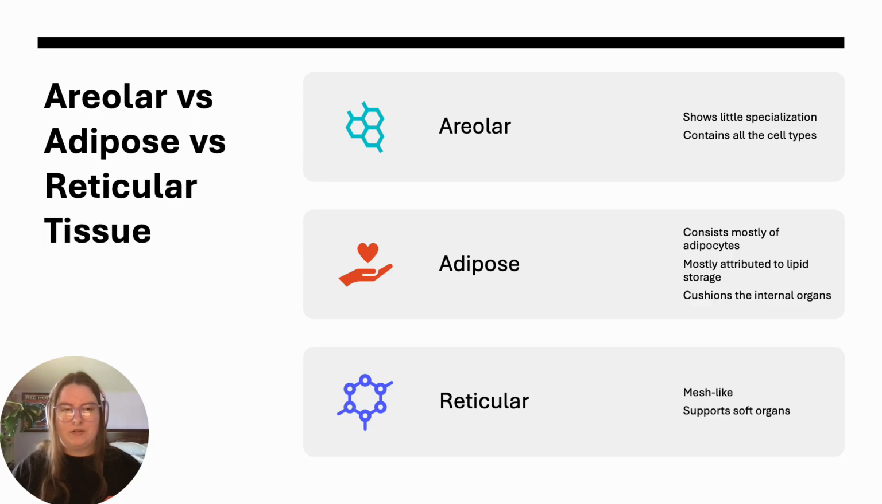Next, we have adipose tissue. This contains mostly adipocytes with little extracellular matrix. It has a large number of capillaries to allow for the rapid storage and mobilization of lipid molecules. Lastly, we have reticular tissue. This is composed in a mesh-like organization, and it supports soft organs such as lymphatic tissue, the spleen, and the liver.